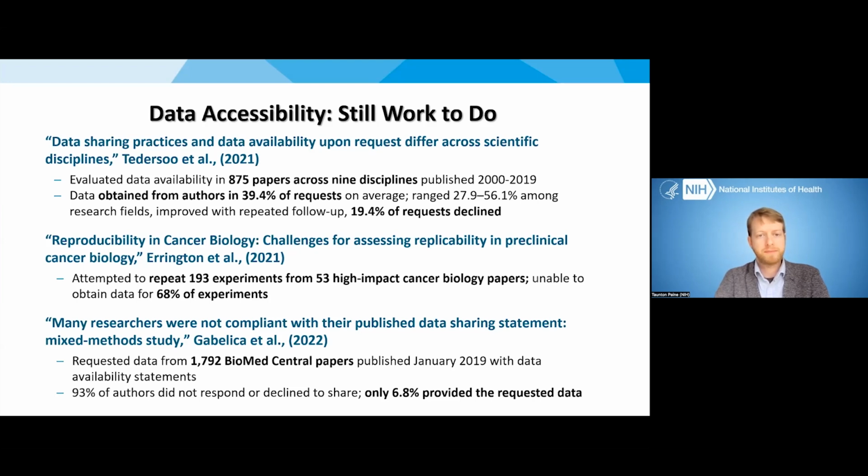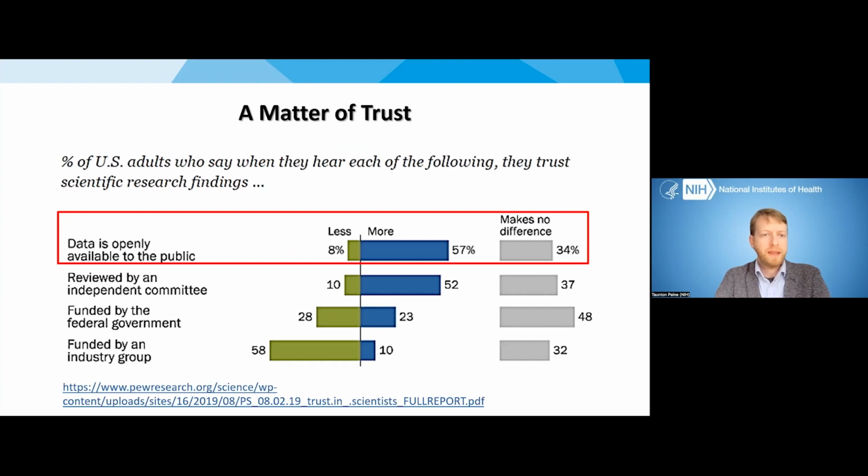And I think that the American public expects us to. So the Pew published a survey in 2019 asking US adults to rank the factors that would cause them to trust research findings more. And the number one factor was that data would be openly available to the public.